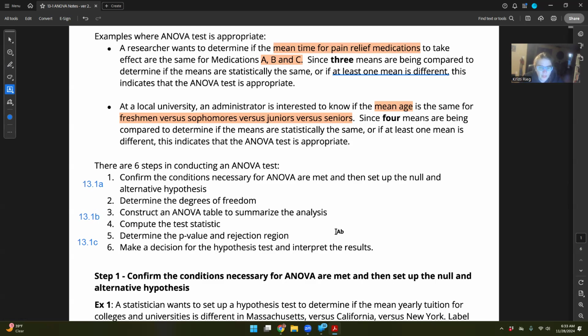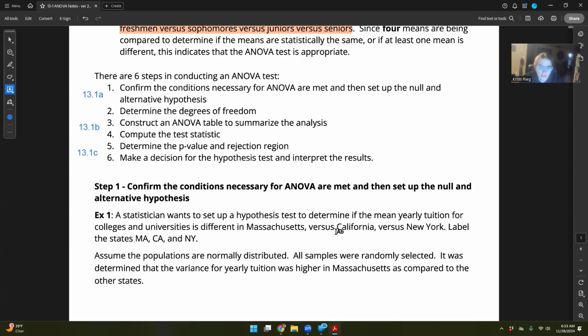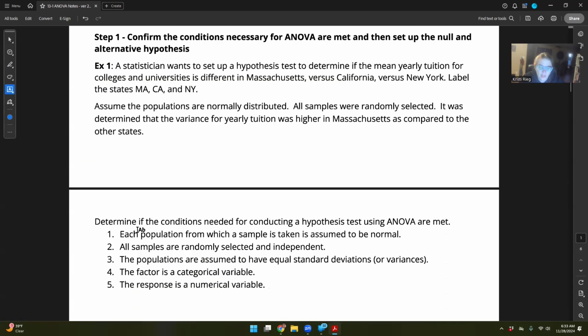Okay, so step 1 is to make sure the conditions are met. So we have this scenario here, and then on the second page, we have the conditions down here. It says a statistician wants to set up a hypothesis test to determine if the mean yearly tuition for colleges and universities is different in Massachusetts, California, and New York. So those are our 3 means that we're comparing.